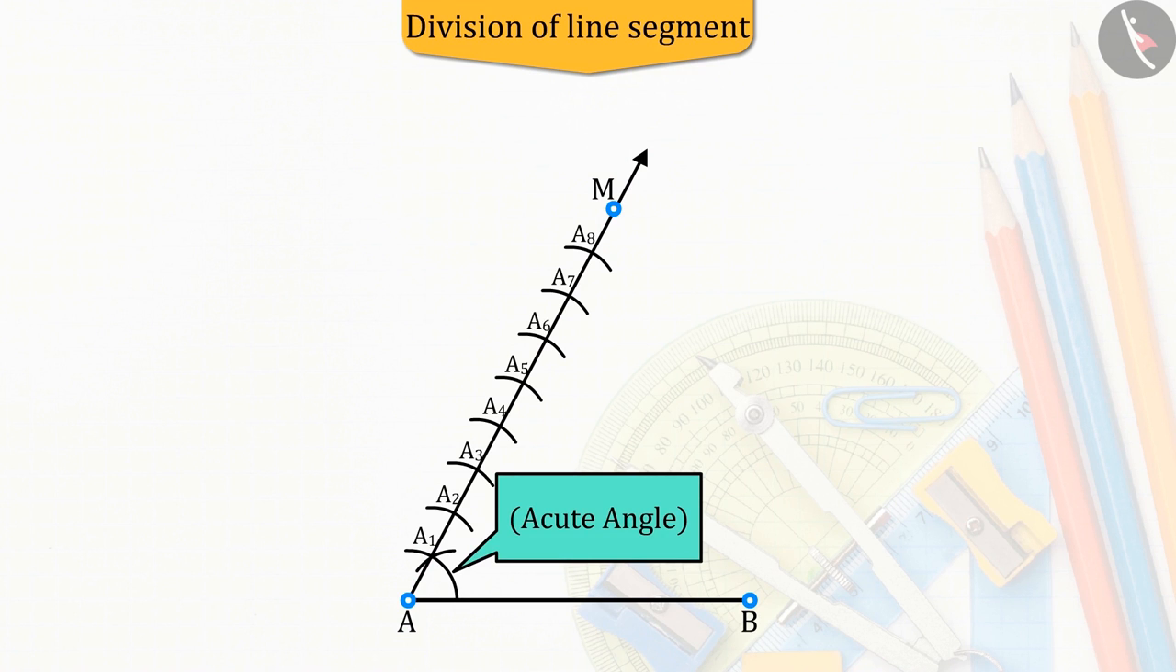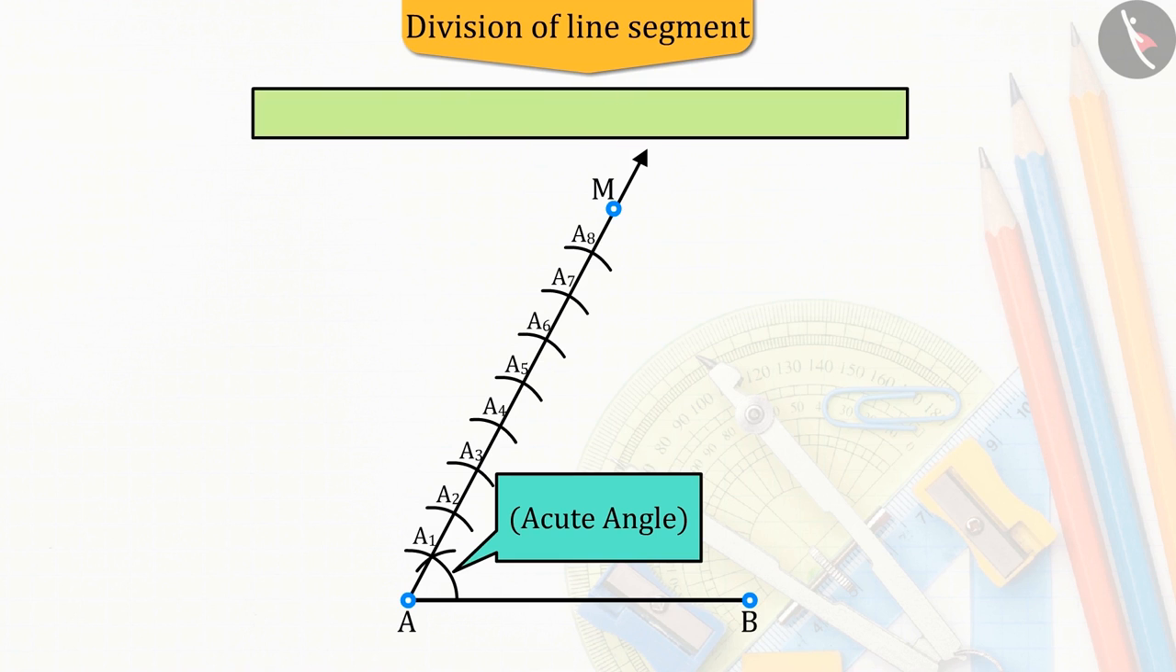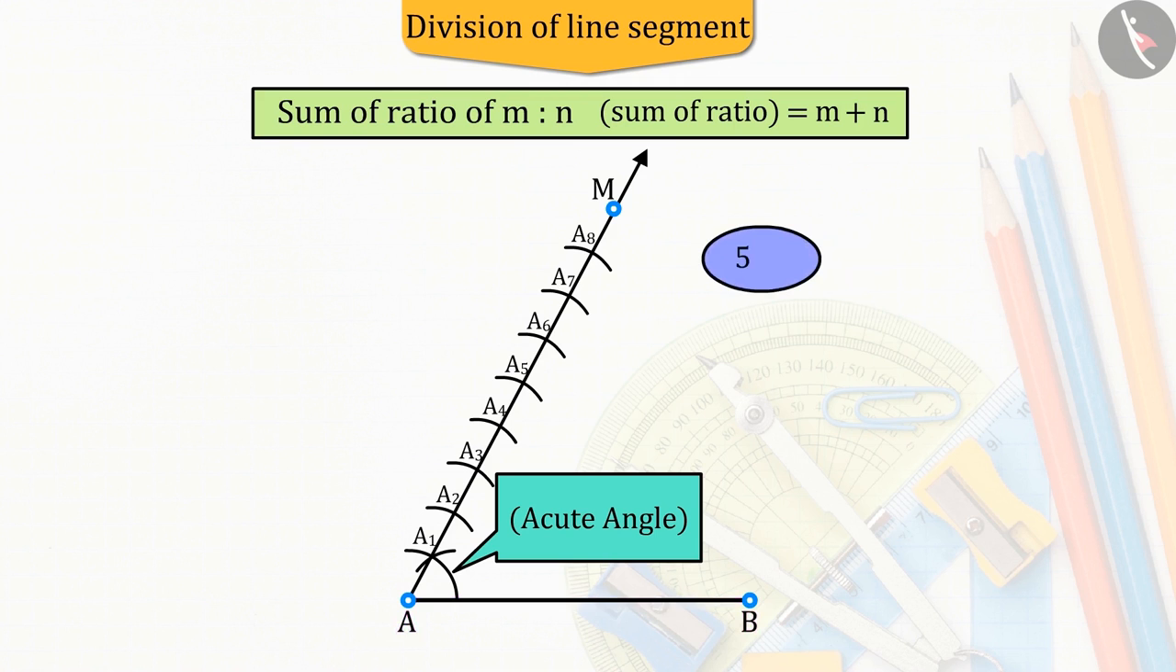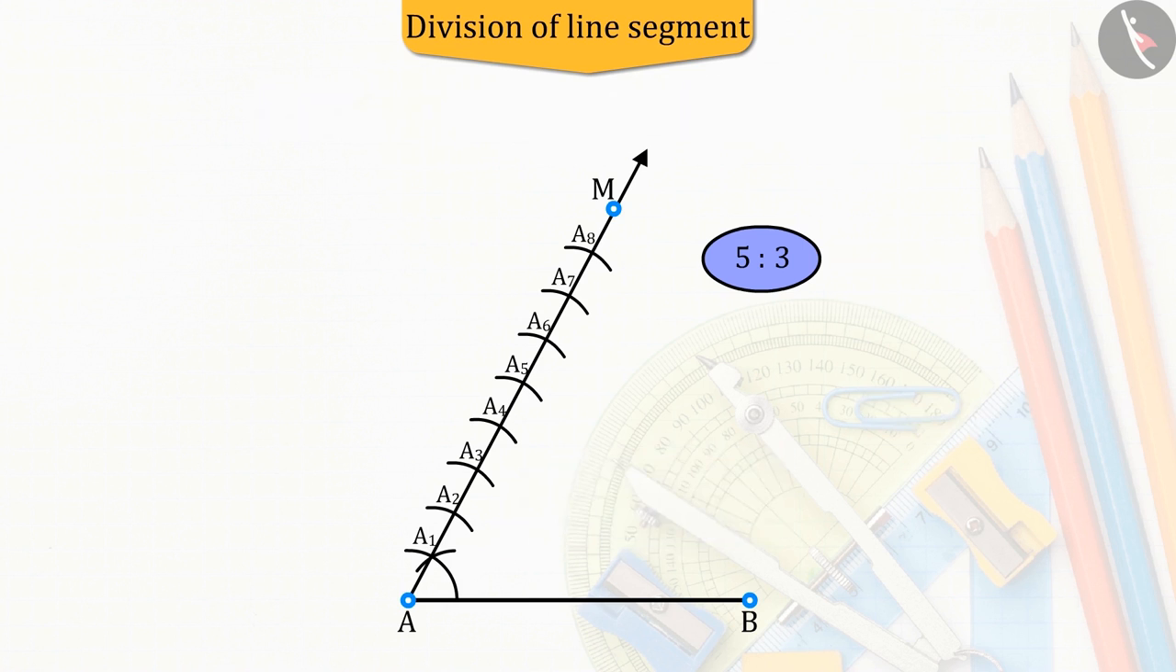Because suppose we have to divide the given line segment into the ratio m:n, the sum of the ratio tells us into how many equal parts the ray making an acute angle is to be divided. As here, the line AB is to be divided into 5:3, whose sum is 5 + 3 = 8. Can you tell how we will divide it into equal parts?